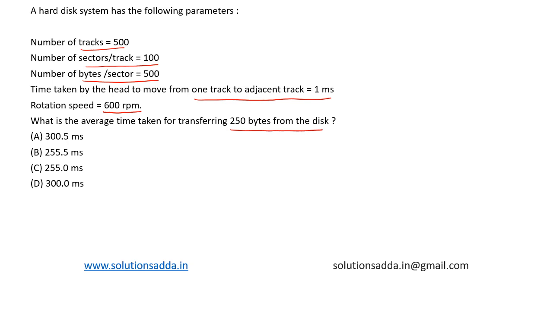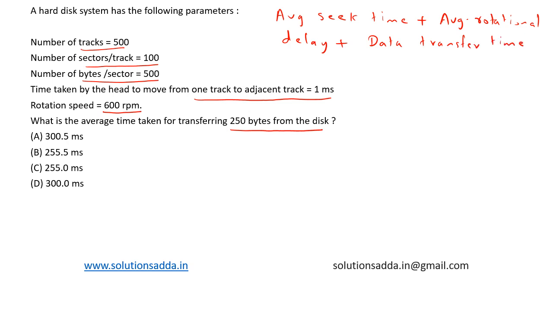So the formula for average time taken to transfer is equal to the sum of average seek time plus average rotational delay plus data transfer time. It is the sum of all these three parameters. Now, average seek time.